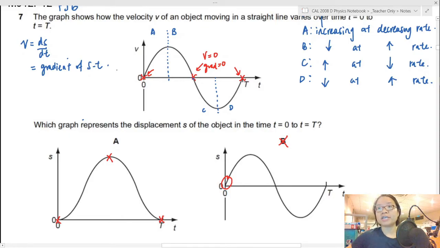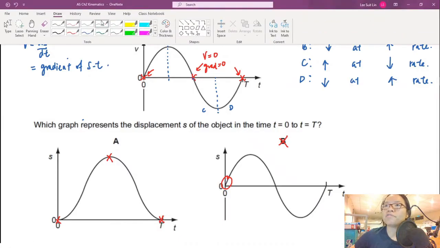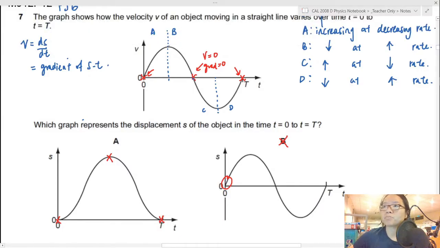where is the value of your gradient maximum? Okay, so here, your V is maximum, right? This point here is V max, but negative. Meaning, this point here must be gradient maximum, but negative. Just like this point up here is maximum gradient, but positive.